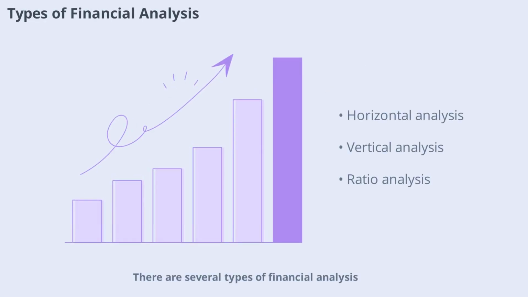There are several types of financial analysis, each with its own focus and methodology. The most common are horizontal analysis, vertical analysis, and ratio analysis. Horizontal analysis compares financial data over multiple periods, highlighting trends and growth patterns. Vertical analysis examines each item in a financial statement as a percentage of a base figure, making it easier to compare companies of different sizes. Ratio analysis uses key financial ratios to evaluate performance, liquidity, profitability, and solvency. Understanding these types will help you choose the right approach for any financial question.